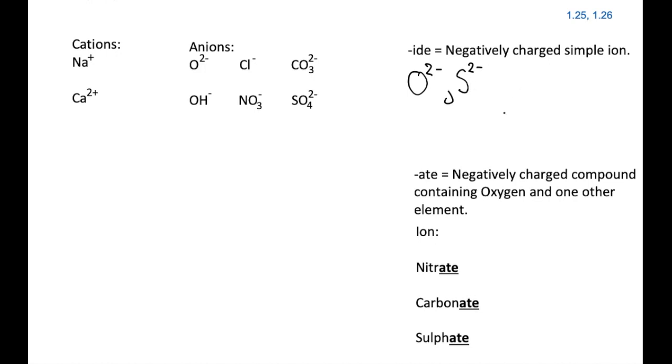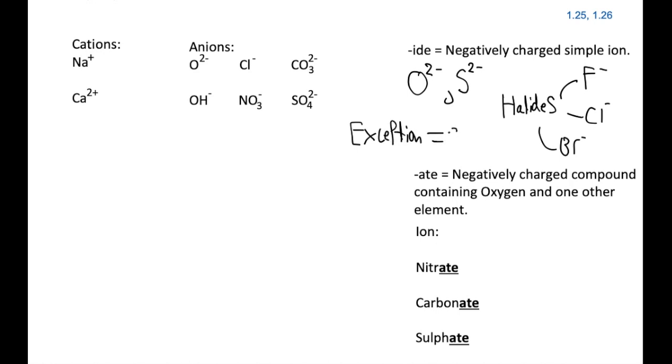The ions formed from group 7 elements are known as halides. Fluoride, chloride, and bromide are very common examples. There is one exception to this rule, and that is the hydroxide ion. Now, this isn't an ion which is formed from one element, but it is actually made up of oxygen and hydrogen, and has a 1- charge.